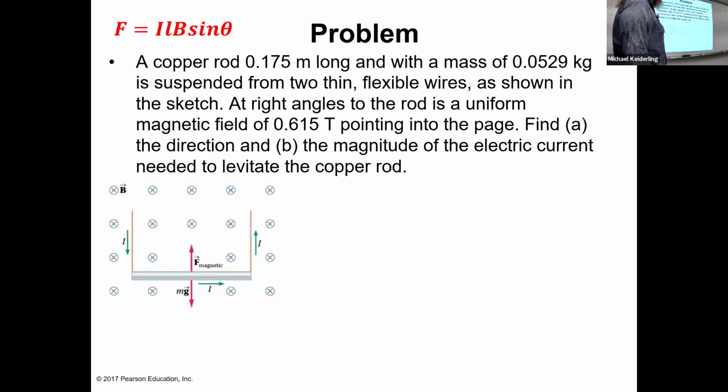So remember, force is current times length times magnetic field times the sine of the angle. In this case, the angle is 90 degrees. The magnetic field is pointing into the page, and you want a magnetic force that's upwards. And that magnetic force has to be big enough to counteract the weight mg of the rod.